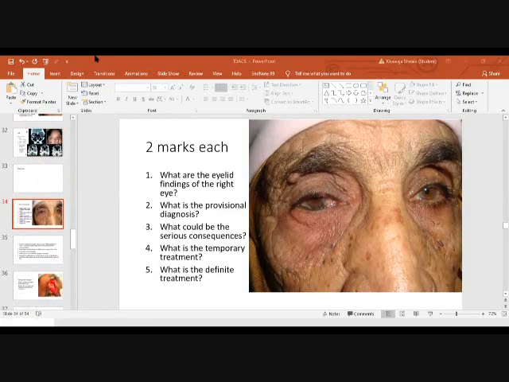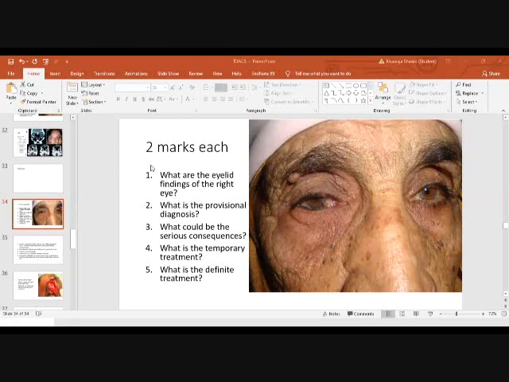Adnexal examination, because the eyelids and lacrimal system are part of the adnexa. So the eyelashes of the lower eyelid are turned in. Excellent. What are the other findings? Nodular swelling just below the eyebrow. It is noted in the primary case. MRD appears to be reduced on the right. Excellent. So, dermatological changes in the skin of the right eye.